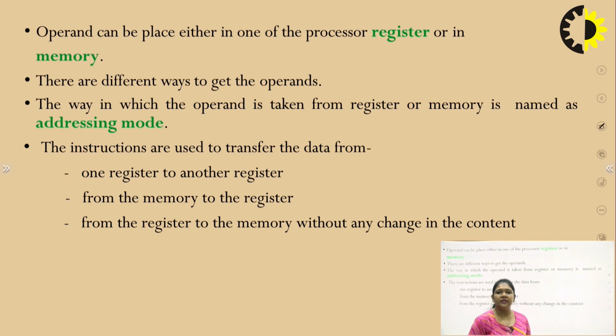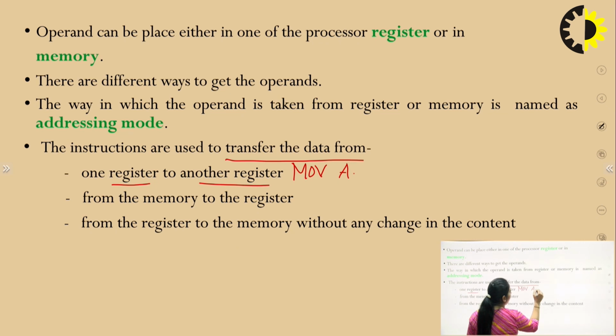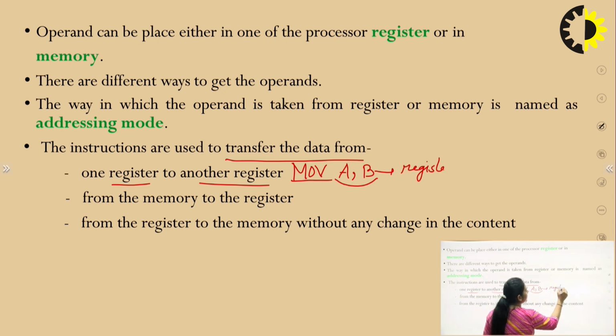There are different ways by which we can get the operands, and here are the ways to transfer data. We can transfer the data from one register to another register. For example, we have discussed just now MOV A, B. Here the data is transferring between 2 registers. No data is given directly, not immediately. It is happening between 2 registers, so this is register based. Only registers are included here. So the content of register B will be copied to register A.